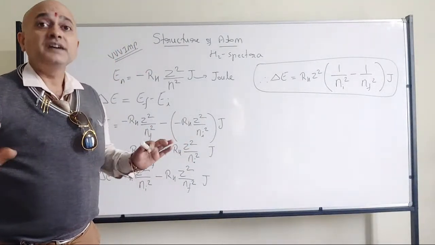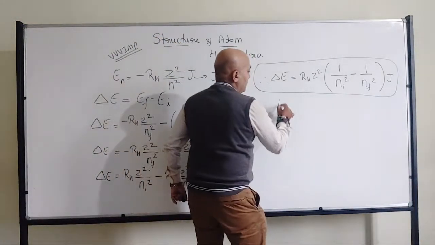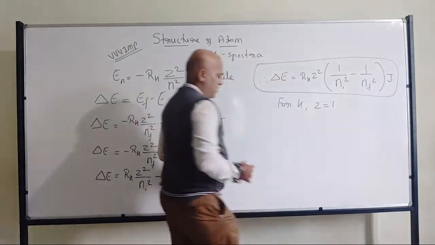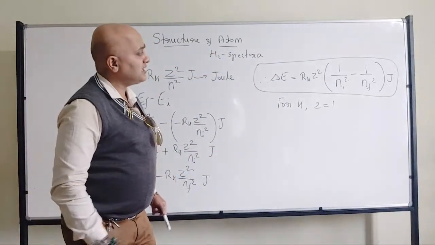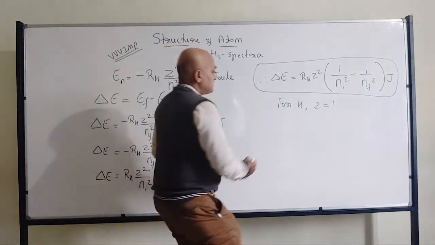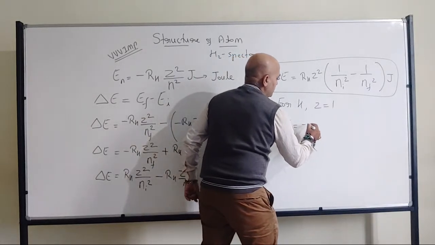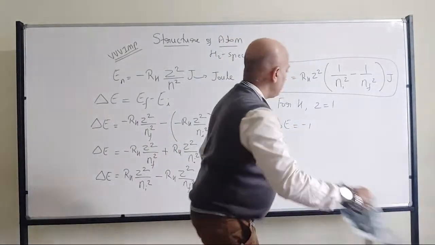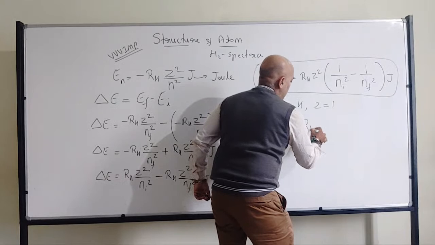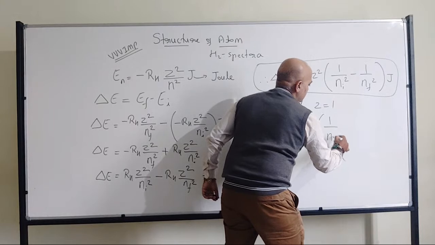For hydrogen spectra, or to be more specific, for hydrogen, Z is equal to 1. All of you will agree? For hydrogen Z is equal to 1, the atomic number is 1. Therefore, the same thing I can write as delta E is equal to R_H multiplied by 1 square. I am not going to write that; directly I will write this one.